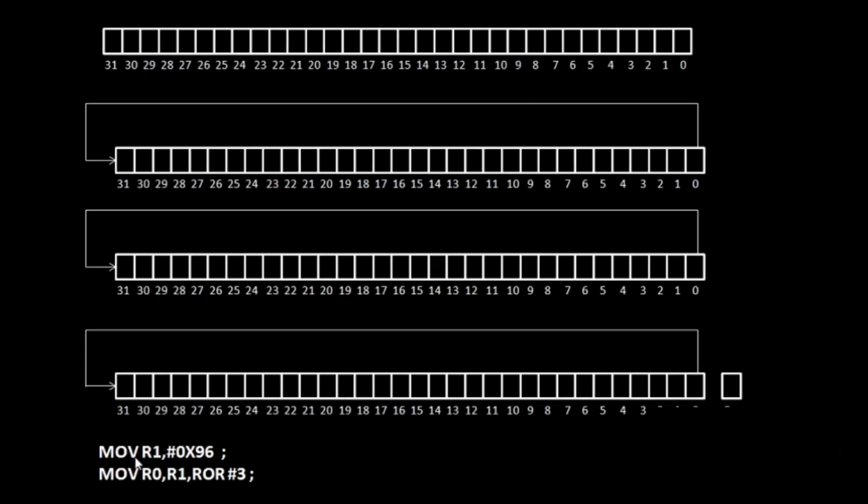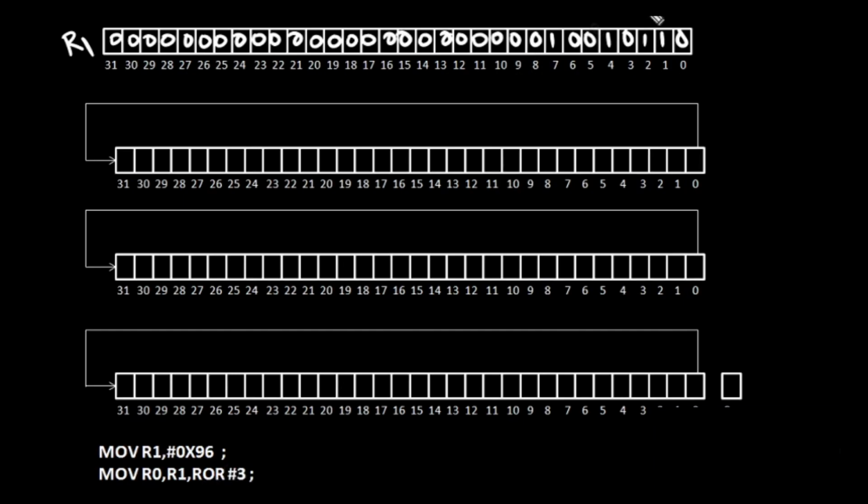So our instruction is: R1 has a value 96. Let's write that down. All these values will be 0. This is nothing but R1. In this particular situation we want to perform a rotate right 3 times.